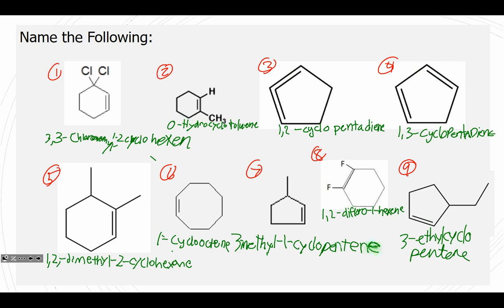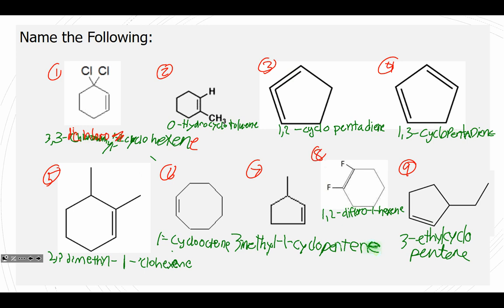Okay, that works. Let's go through these really quickly. So number 1, this should just be chloro and the di in front. And it's not 1,2, it's just cyclohexene, because the ene would be at the 1.